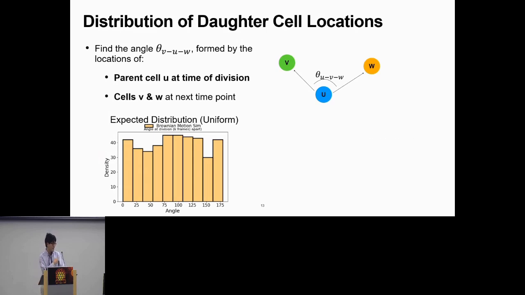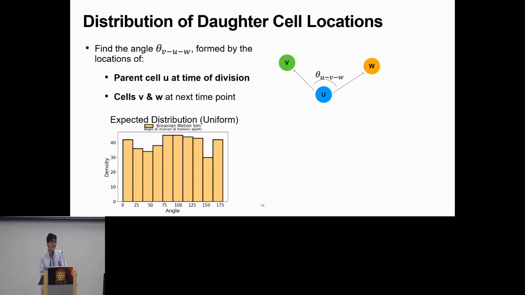And so of the many statistics we can compute on this video microscopy data, one that we're interested in is this distribution of daughter cell locations. And so in particular, we're interested in this angle formed by the parent cell U at the time of division and the cells V and W, its two daughter cells, at the next time point. And so if you imagine Brownian motion, this angle of this distribution of these angles should be uniform, or you expect it to be if you truly believe in Brownian motion.